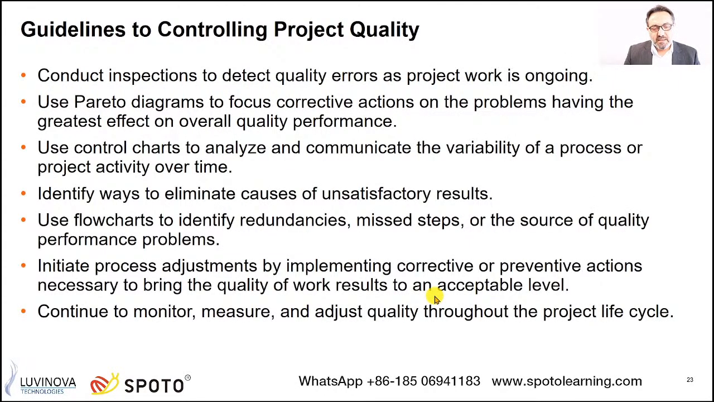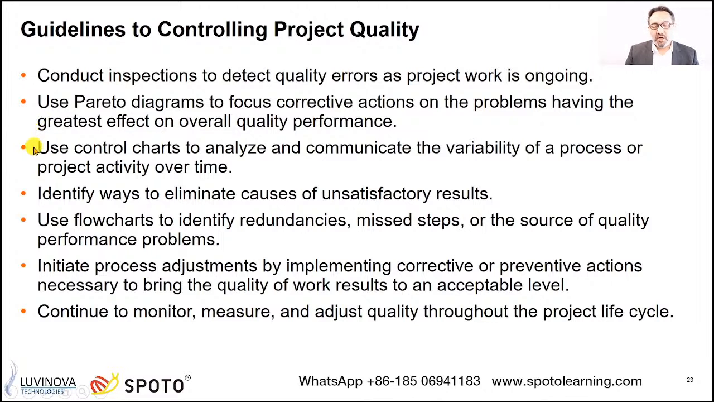So here are some guidelines for controlling project quality. Number 1, conduct inspections to detect quality errors while project work is ongoing. All our deliverables must be inspected before you go and deliver, of course. Use Pareto diagrams to focus corrective actions. Fixing the 20% of the causes leads to solving 80% of your problems. Remember this golden ratio from Pareto, focusing on the problems having the greatest effects on the overall quality.